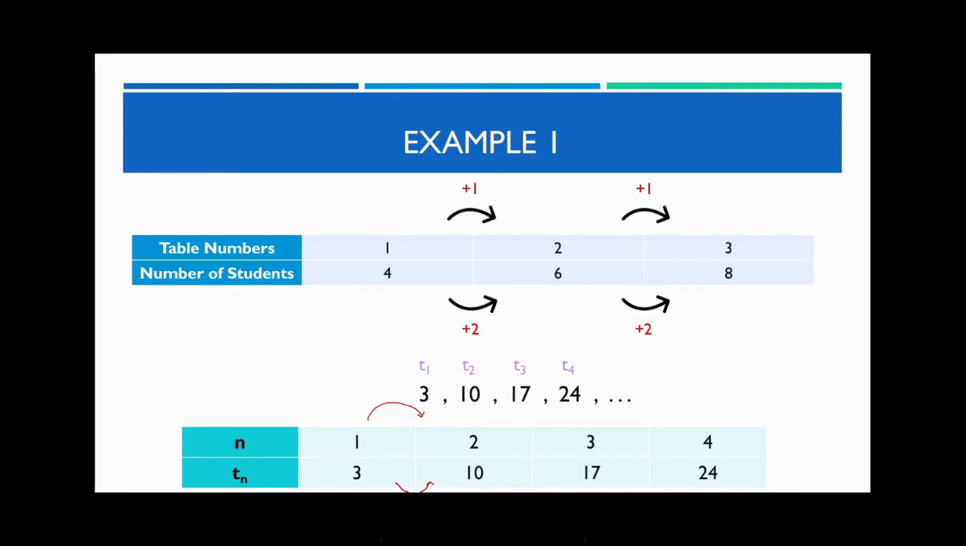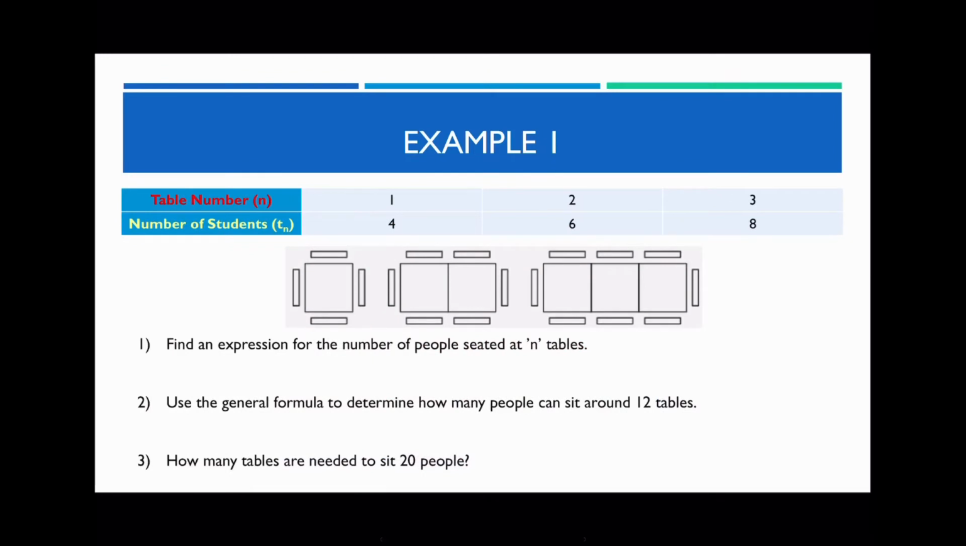And because this increases by a common difference of +2, this indicates that the number of students equals Tn. I'll probably explain that pretty poorly, but I think if you go through multiple examples, you'll understand what I mean. So in this case, the number of students represents your Tn, whereas the table number represents n, the position within the sequence itself, because it increases by 1 each time. And once we've got this information, now I can actually derive what the formula is going to be.